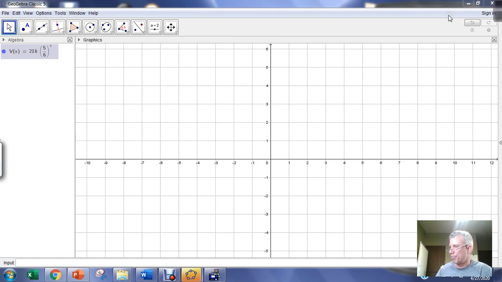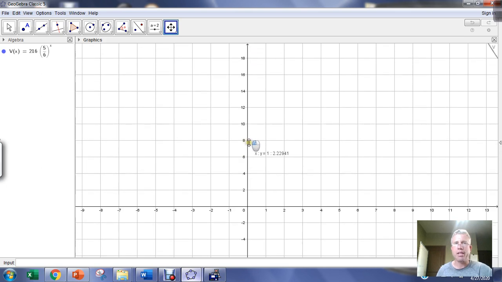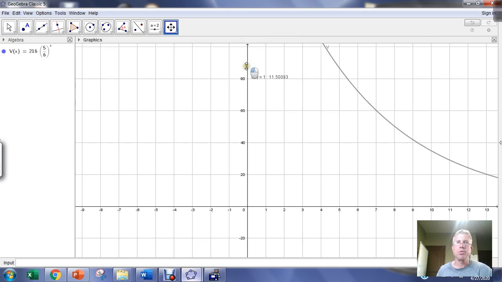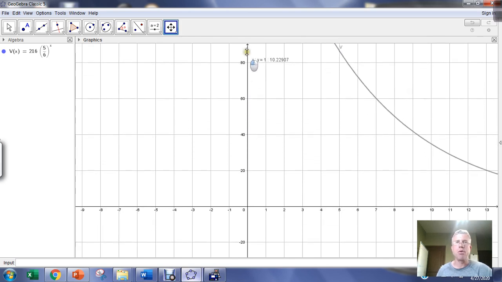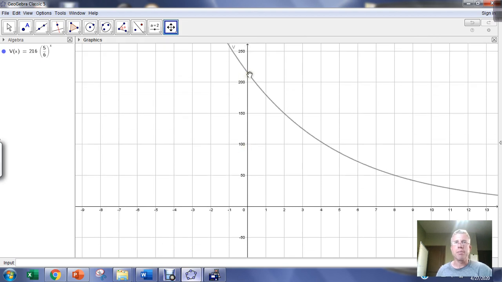So in GeoGebra, a simple way to resize the window is to go to the graphics view, select that, then hover over the axis until you get the vertical arrows, and then left click and hold and just drag down. And it will quickly resize your window. You can drag down or up to resize. And you can see up here about 216 is where the graph is crossing the time axis.